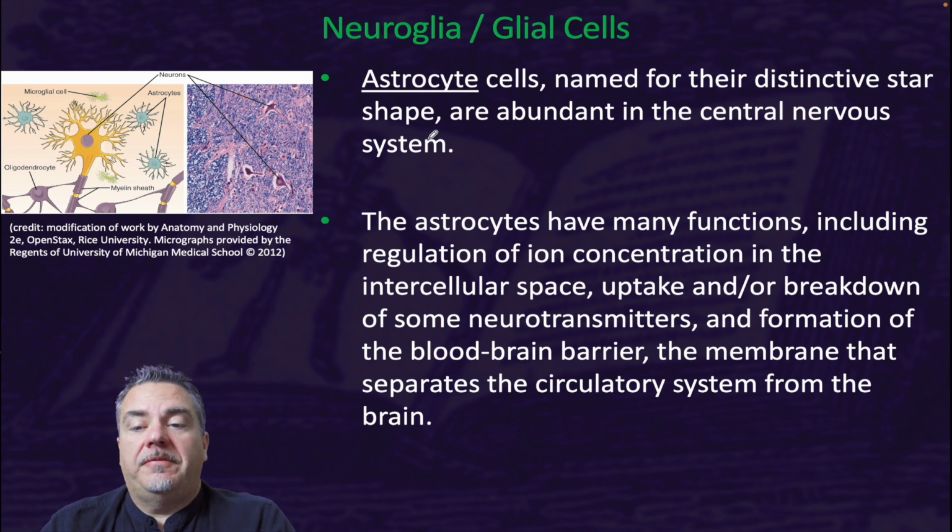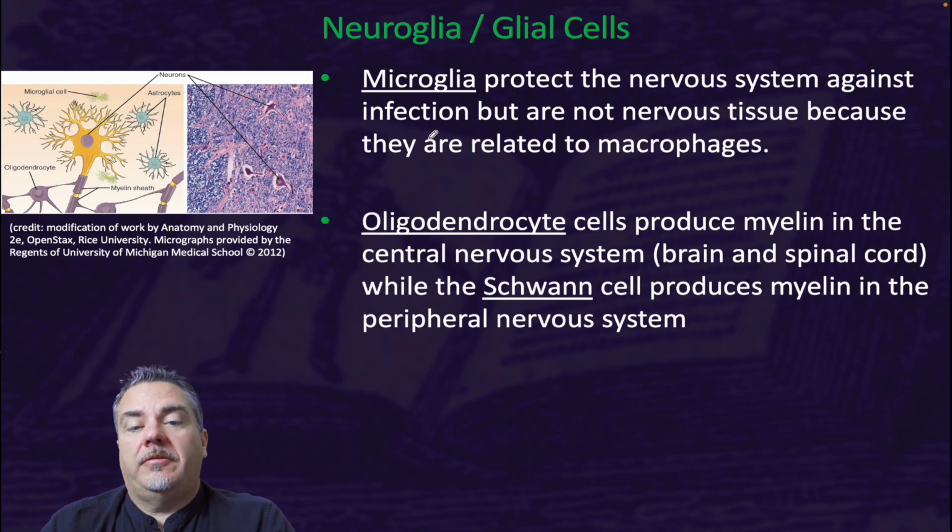The astrocytes have many functions, including the regulation of ion concentration in the intracellular space, uptake and or breakdown of some neurotransmitters, and formation of the blood-brain barrier, the membrane that separates the circulatory system from the brain. Microglia protect the nervous system against infection, but are not nervous tissue because they are related to macrophages. Oligodendrocyte cells produce myelin in the central nervous system, the brain and the spinal cord, while the Schwann cell produces myelin in the peripheral nervous system.